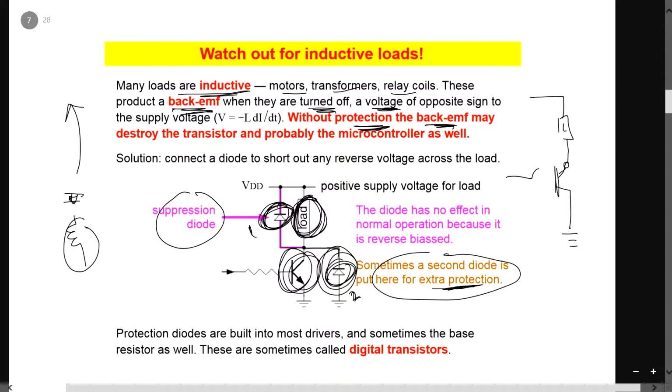Over here what we do is draw one more diode parallel over here, and draw one more diode parallel over here. That's all. So this is the one, and this is another one. Normally if they ask you to draw how to protect your system, you can draw in this manner. These protection diodes are often called digital transistors. Protection diodes are built into most drivers, and sometimes the base resistors as well. So these are sometimes called digital transistors. Just take note of that.